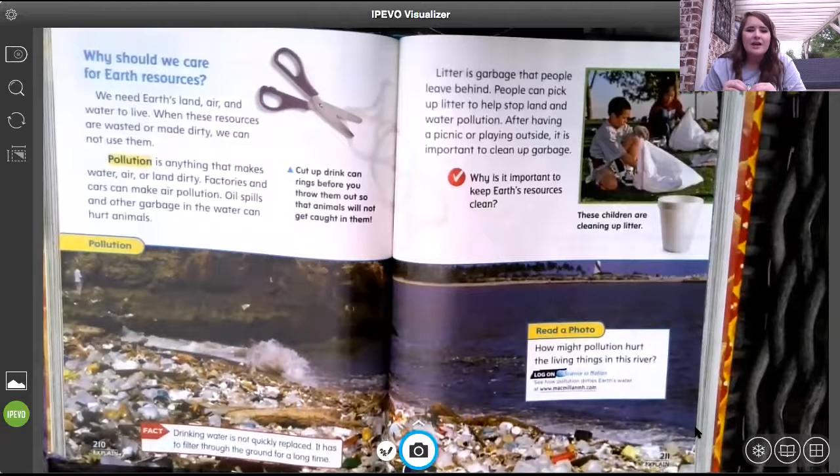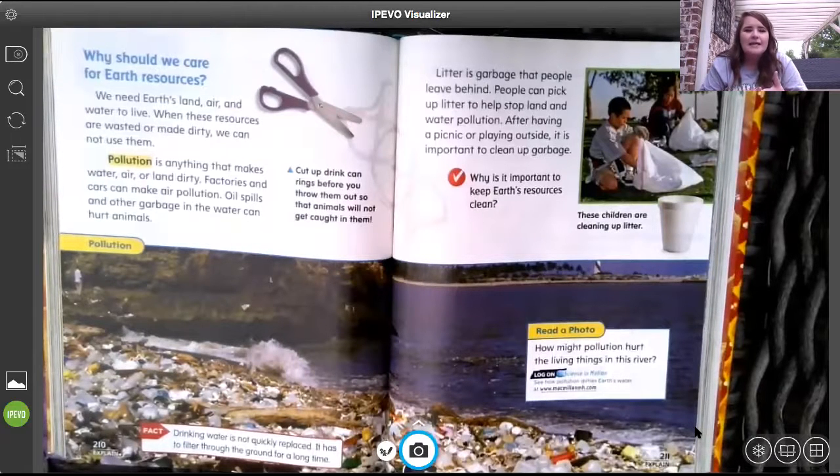Pollution is anything that makes water, air, or land dirty. So those are our three things that we need: water, land, and air. If you pollute them, if you make them dirty, then you cannot use them anymore. And if we cannot use them, we're not going to be able to survive.